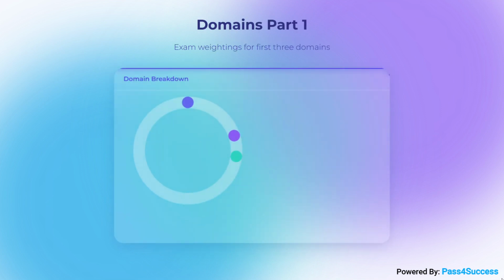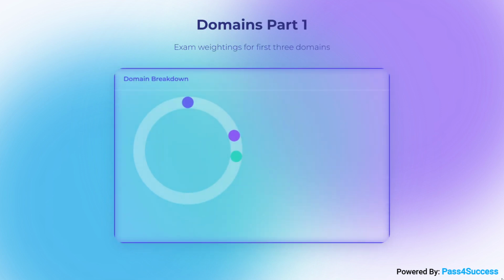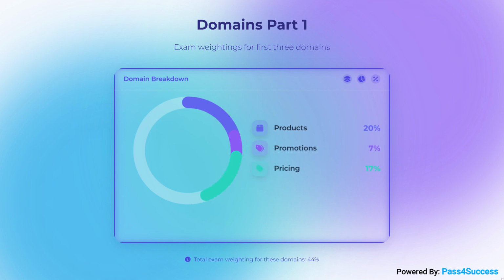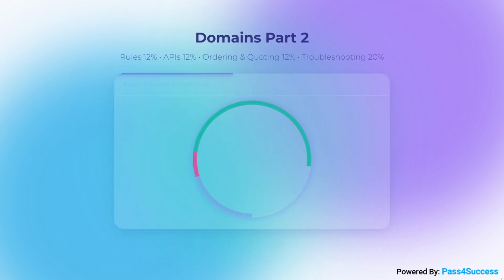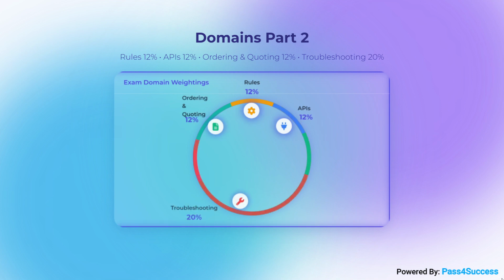The exam is divided into the following sections: products 20%, promotions and discounts 7%, pricing 17%, rules 12%, APIs 12%, ordering and quoting 12%, troubleshooting 20%.